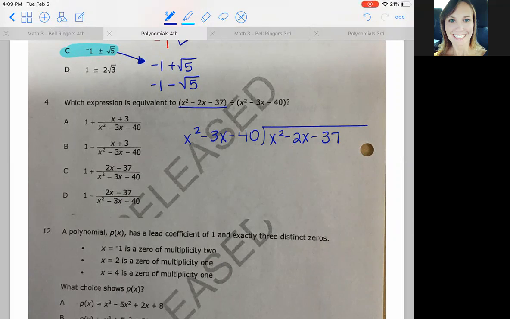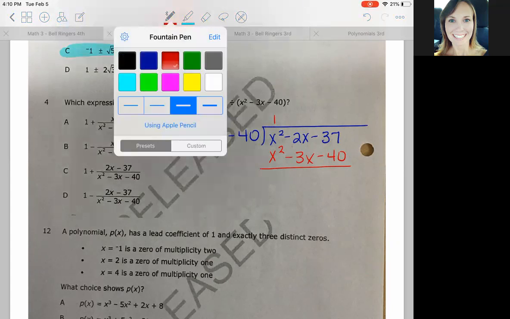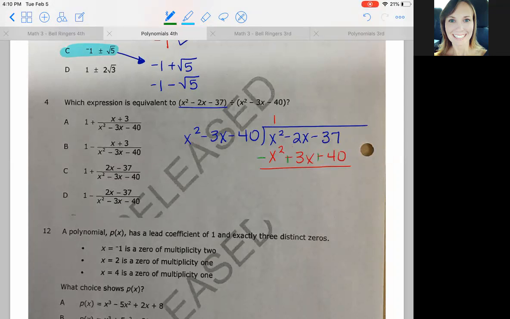So I have x squared times something is going to give me x squared. That's pretty easy. It's going to be a 1. So I have x squared times 1 is x squared. You have to remember that you also multiply each part of the equation to the left of the sign by that 1. So I'm doing x squared minus 3x minus 40 times 1 and writing it down. So I get x squared minus 3x minus 40 because I'm just multiplying that to the left with 1. Then you have to remember to change your sign. So I'm going to go through and change all of my signs because I have to subtract. So when I do that, these go away.